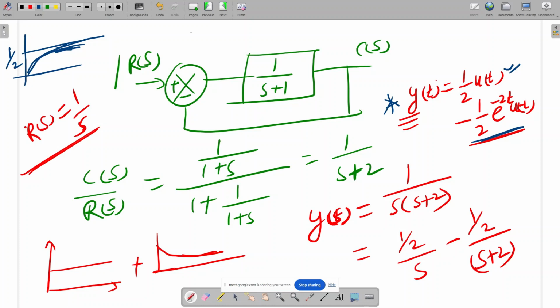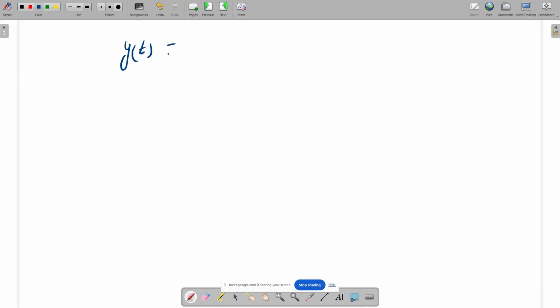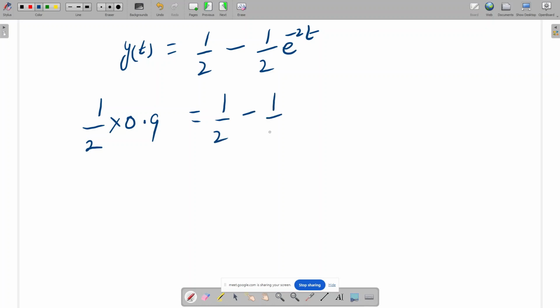Per definition, let's say 90%. What is the time when it will reach 90%? That will be the settling time. So we can solve this equation. Y of t is equal to 1 by 2 minus 1 by 2 e to the power minus 2t. The final value is 1 by 2, so 90% is 1 by 2 into 0.9. This should be equal to 1 by 2 minus 1 by 2 e to the power minus 2t. From here we will get the value of the settling time, Ts.